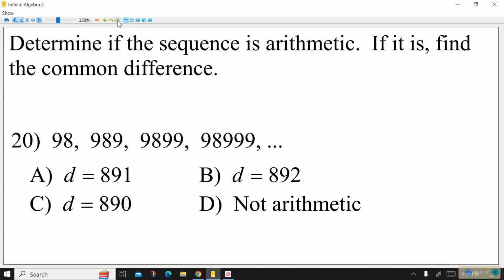All right, for number 20, we have kind of a weird looking pattern. Is this adding the same number every time? No, it's not. And it's definitely not adding any of these. We can see that from here to here it added more than 1,000. So why would we think that the answer could be less than 1,000? So we should choose not arithmetic. I'll do some critical thinking on that one.